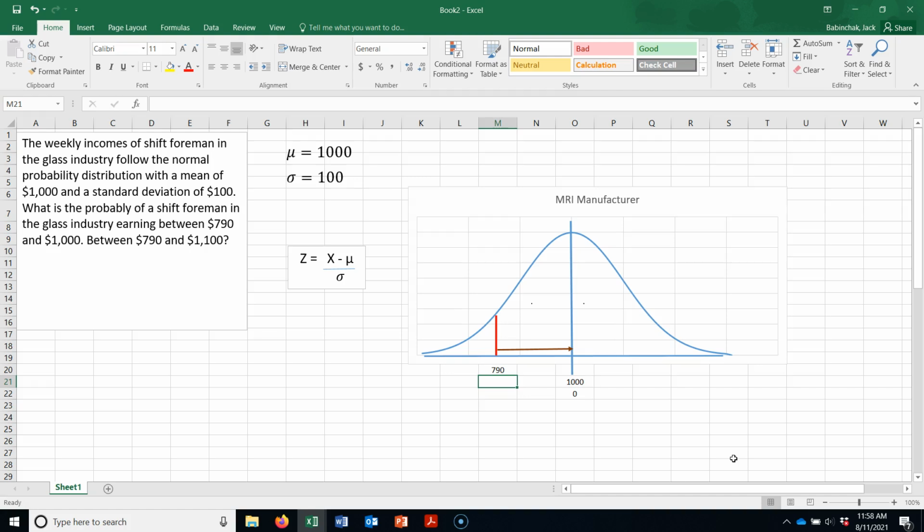So this problem is a little different though. This problem is now asking not what's the probability of seeing something greater than this observation or seeing something less than this observation. It's asking you what's the probability of seeing between these two observations. So we're going to be looking at the area under the curve between two x values or two observations.